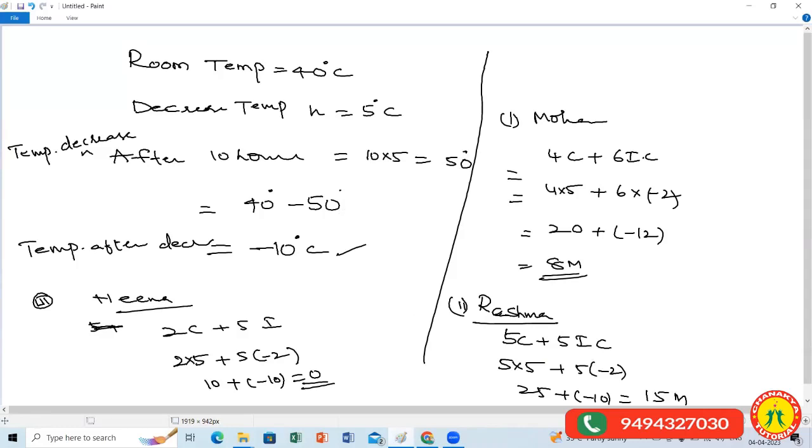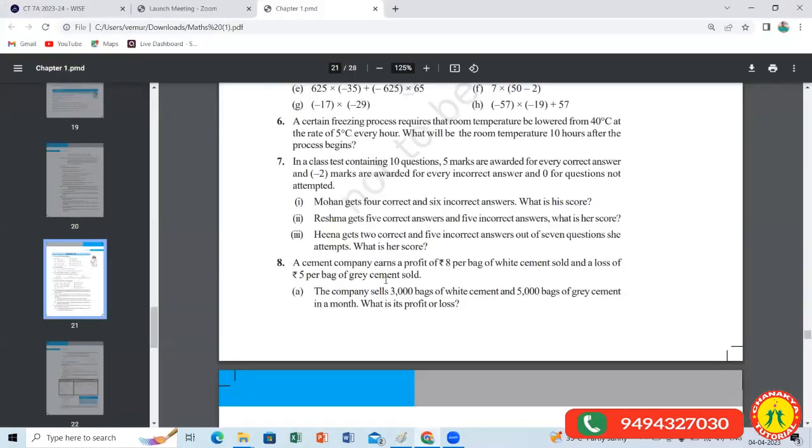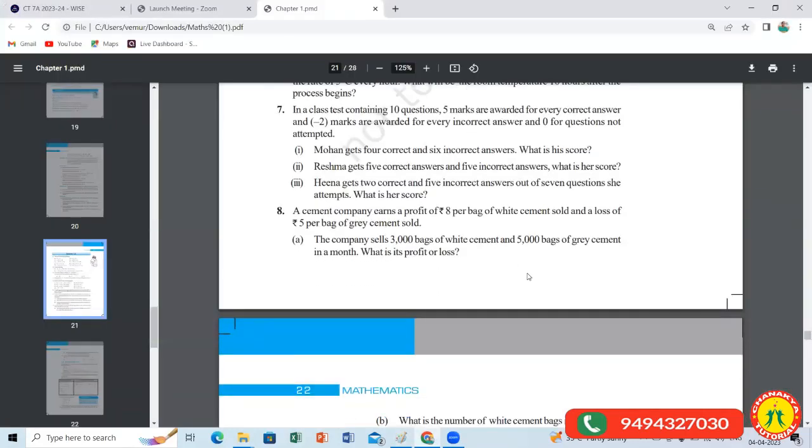Yeah, children, these are more important bits. You can do it. This is what "what is her score" means. You can say her score was 0. Hina's score was 0.